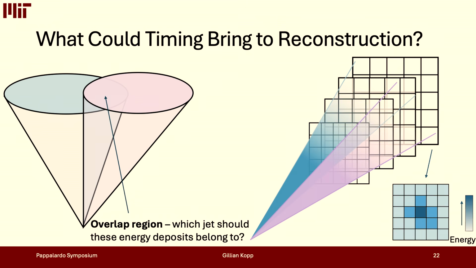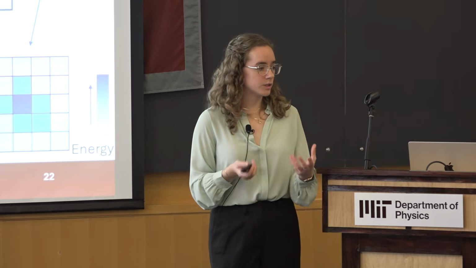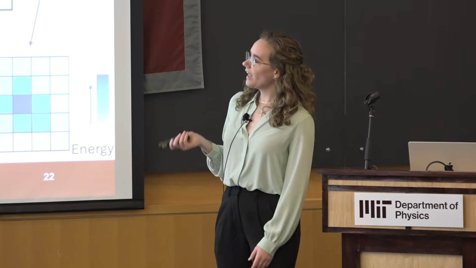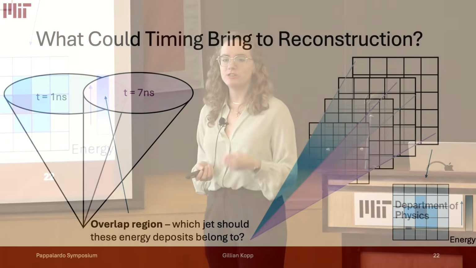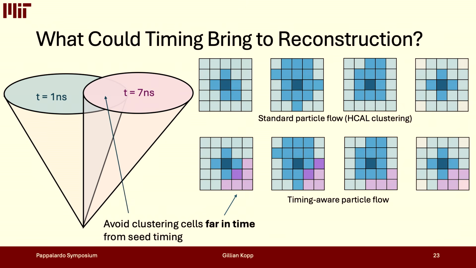So in particular, if we have two jets, two showers of energetic particles that are intersecting our detector, they're going to be depositing energy among many different detector layers. But if we just have access to the energy information, we basically just see this grid of energy information, most of the energy in the center, less at the outside. But it's actually quite difficult to disentangle which jet and which particles those originally came from. However, if we have the timing information, and if these jets were arriving at our detector at significantly different times, say 1 nanosecond versus 7 nanoseconds, that's additional information that we could use to start separating.